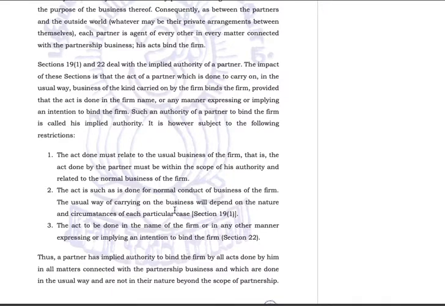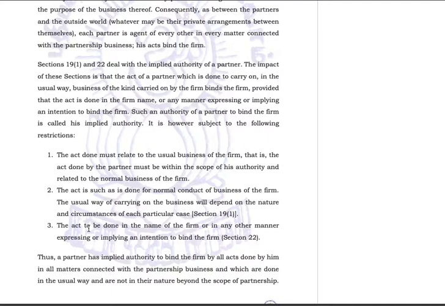The usual way of carrying on the business will depend on the nature and circumstances of each particular case. Case to case basis. Suppose it's a share purchase and sale firm, so he is purchasing and selling shares. That is the usual course for the firm. Or he is purchasing and selling sugar. That is the usual course for a sugar firm. But if he purchased onions and sold them, that is not the usual course of business for the firm. So when he is purchasing onions, he is not binding the firm, because the firm's usual course is sugar and he is into onions. Then what he is doing is personal, and the firm will not be bound.